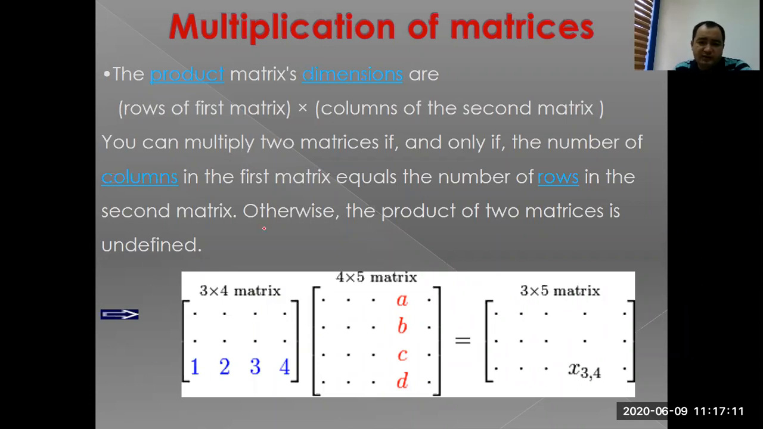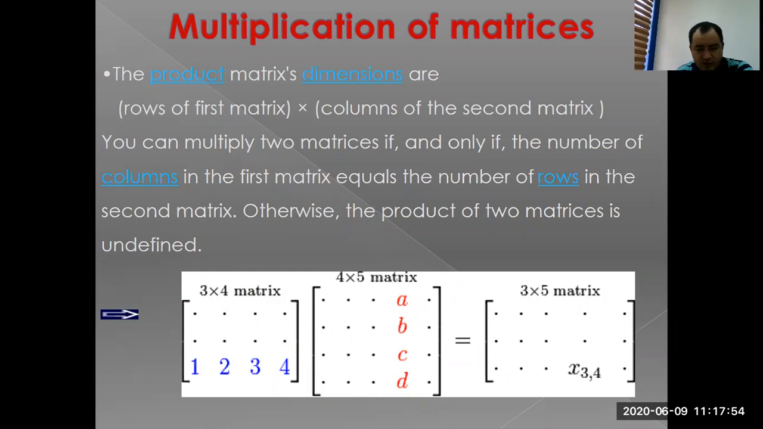So the product of matrix dimensions are, what is it? Rows of the first matrix times columns of the second matrix. So you can multiply two matrices if and only if the number of columns in the first matrix equals the number of rows in the second matrix. So if the number of columns in the first matrix, here we have columns 1, 2, 3, 4, is equal to the rows of the second matrix, how many rows we have? 1, 2, 3, 4.